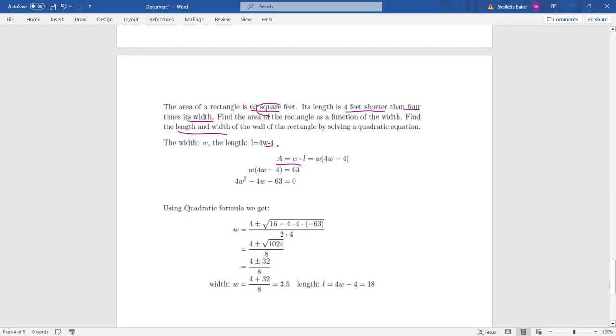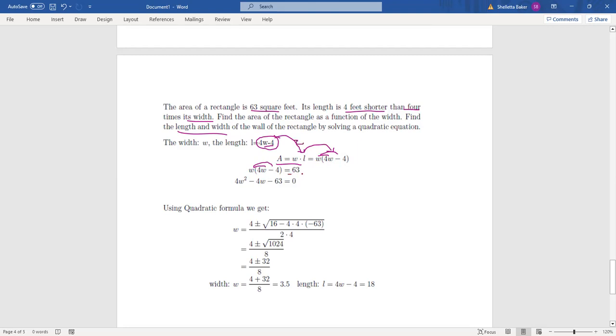This expression, 4W minus 4, we're going to substitute for our length in the formula. So the area equals W, that's the short side, times the long side. But remember, we substituted 4W minus 4 as the long side. Now we need to distribute here. W times 4W gives us 4W squared. W times the minus 4 gives us minus 4W, and it equals our area. We were given the area of 63, so we carry down 63.